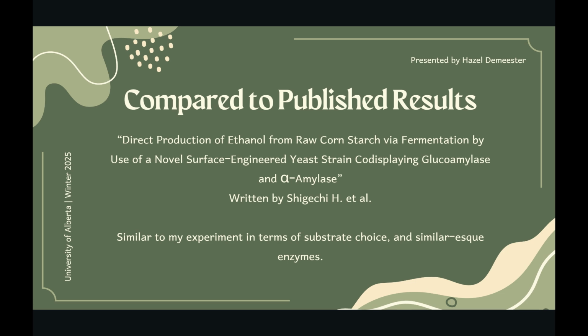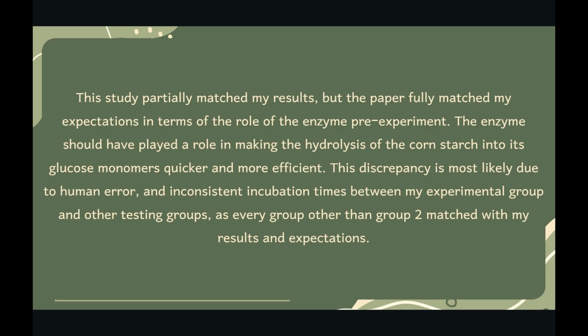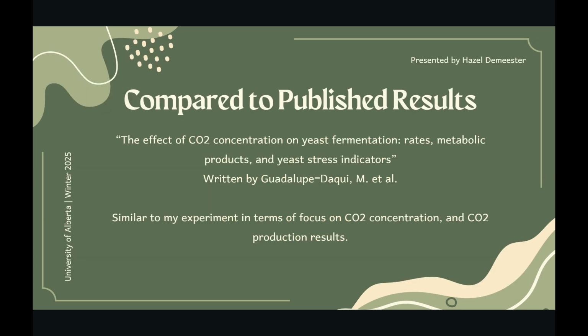In terms of comparing it with published results, I picked this paper because of its substrate choice as well as its similar enzymes. This study partially matched my results, but the paper fully matched my expectations in terms of the role of the enzyme before I did my experiment. The enzyme should have played a role in making the hydrolysis of the cornstarch into its glucose monomers quicker. So this discrepancy between my expectations and the results is most likely due to human error.